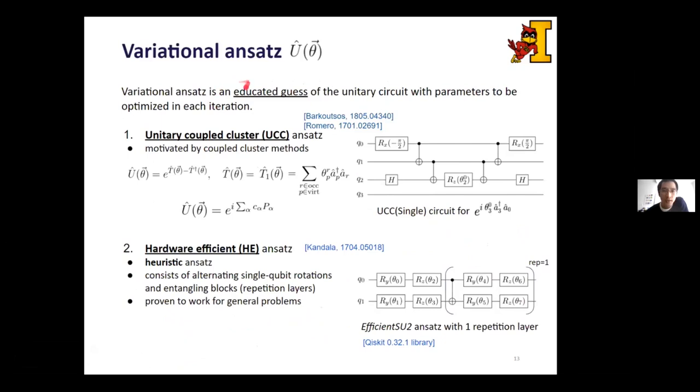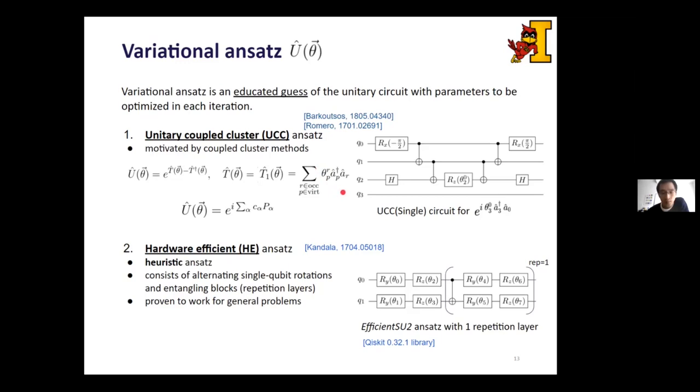And in terms of the variational ansatz, like I mentioned, a variational ansatz is an educated guess of the unitary circuit with parameters to be optimized in each iteration. Traditionally, people have used the unitary coupled cluster ansatz, or the UCC ansatz, in chemistry. It's motivated by the coupled cluster method. The idea is to use the excitation operator so that you can evolve your initial state to your expected final state. And the excitation operator is directly related to the Hamiltonian that you constructed, where this theta is your parameter to be determined.